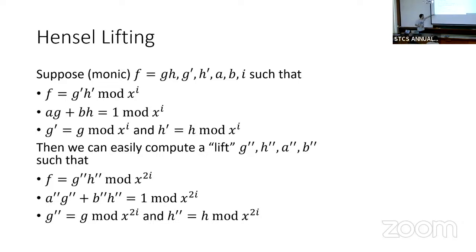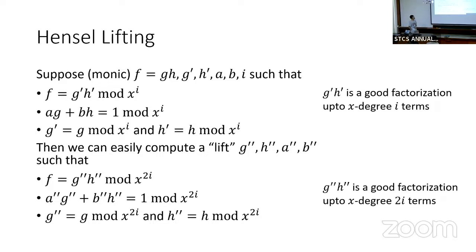So what this is saying is that when you compute this lift, it is going to correspond to your original factors. But that need not be the case if you don't have f being monic and so on. So there will be some slight technicalities that one might have to deal with. But the main idea of tensor lifting is, if g prime h prime is a good factorization up to x degree i terms, then g double prime h double prime is a good factorization up to x degree 2i terms.